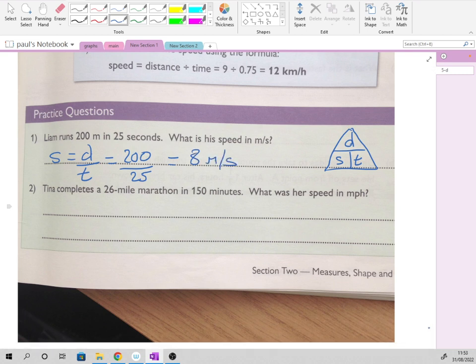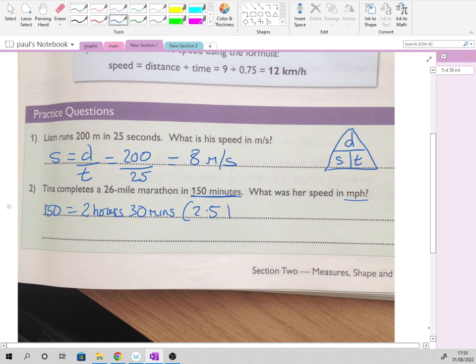Tina completes a marathon in 150 minutes. What's the speed in miles per hour? Right, so we've got this 150 minutes bit. I think I'm going to convert that into hours. 150 minutes, with 60 minutes in an hour, is 2 hours, which is 120, and I've got 30 left over. So that's 30 minutes. Make that a decimal, it's 2.5 hours.